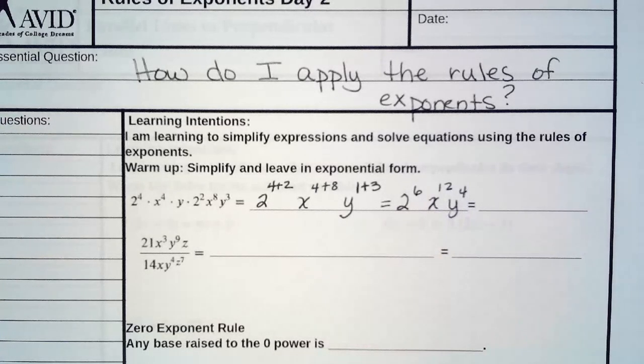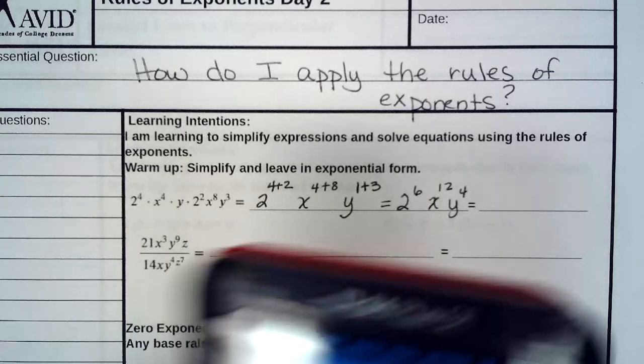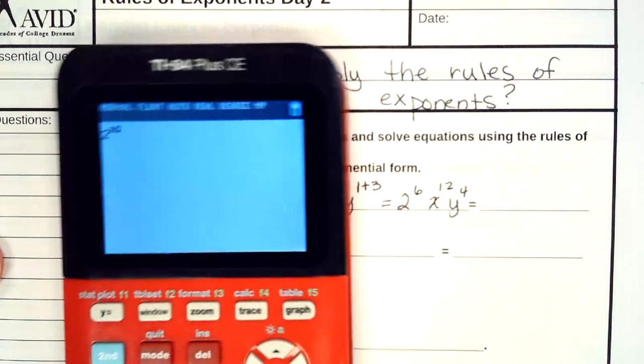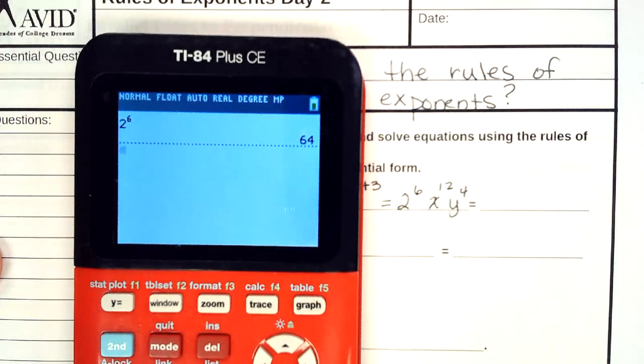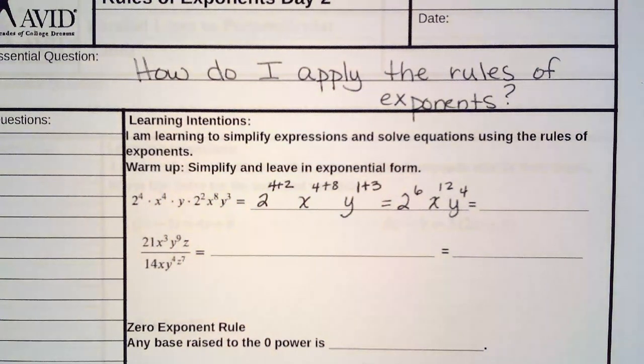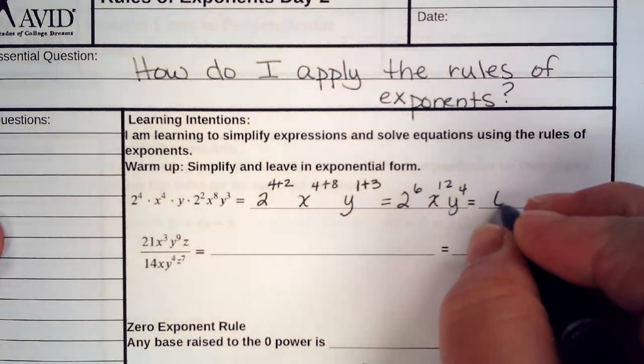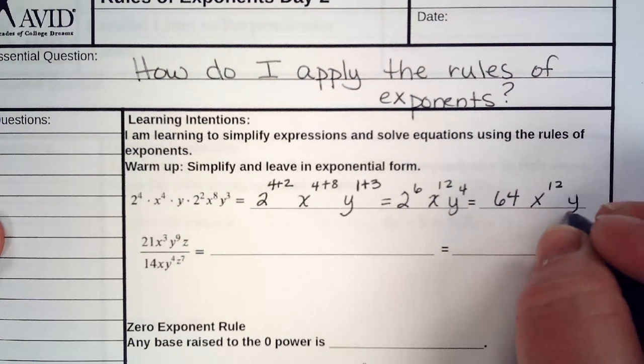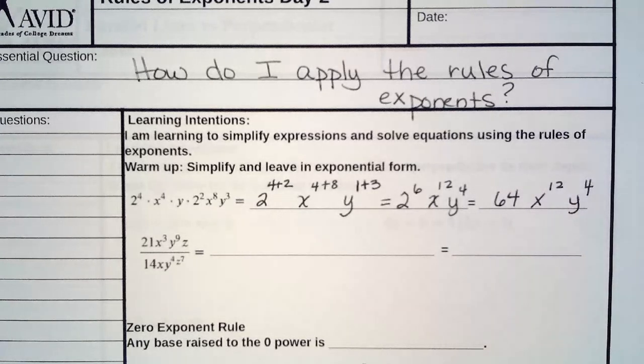But sometimes you need to figure out what 2 to the 6th power is, so that you've got 6 factors of 2. 2 raised to the 6th power is equal to 64. So this is 64, x to the 12th, y to the 4th. Okay, how about the next one?